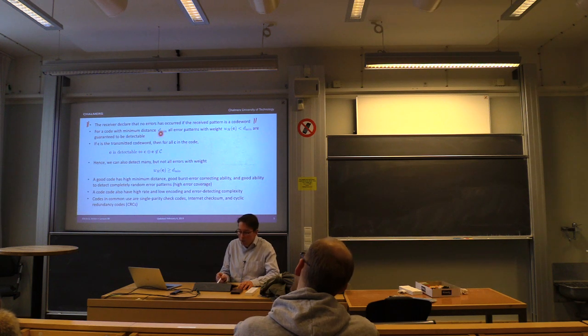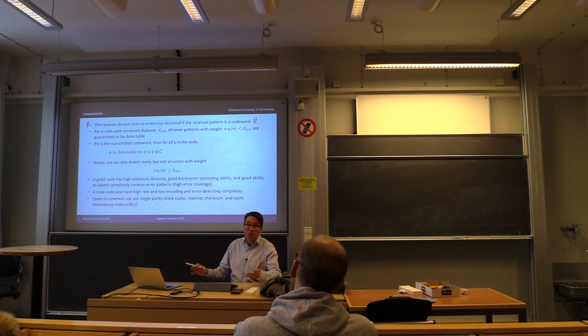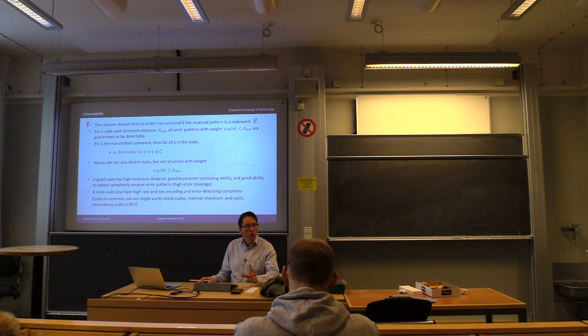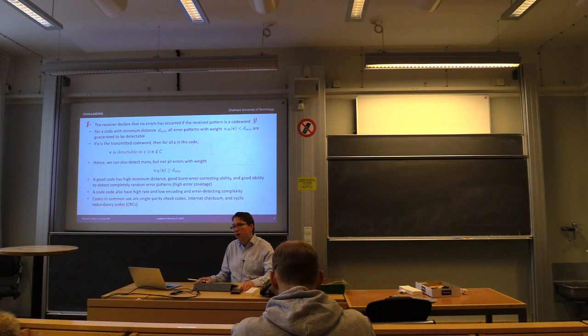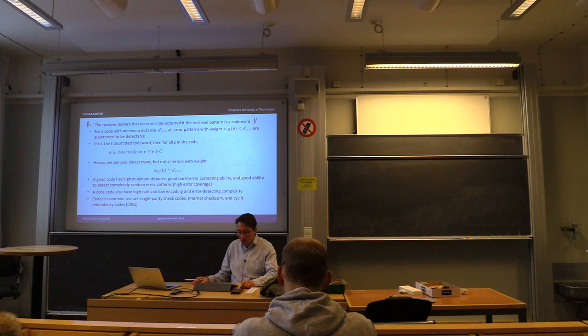So for a code with minimum distance d min, it turns out that we can find all error patterns with weight less than d min. So if d min is 7, for instance, we can find all error patterns with 6 bits or less. This turns out to be important if errors are randomly distributed and rather unlikely, which is the typical case when we do transmission, because then patterns with low error weight are more probable than patterns with higher weight.